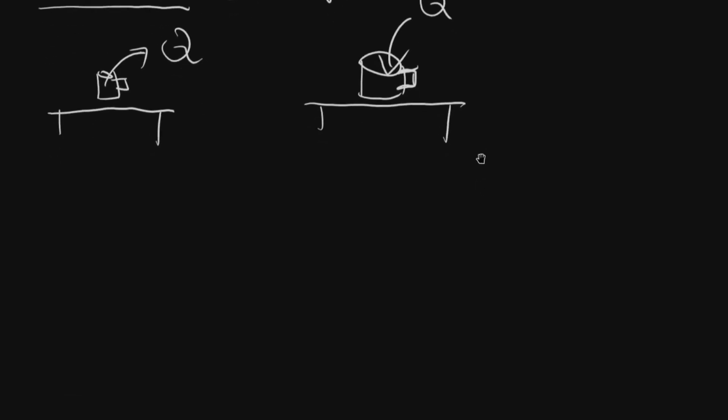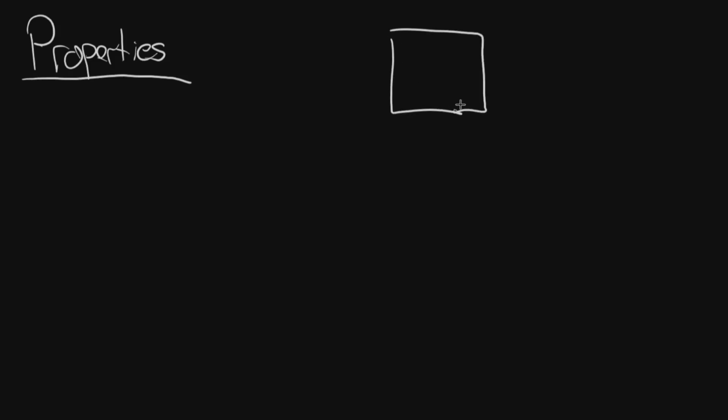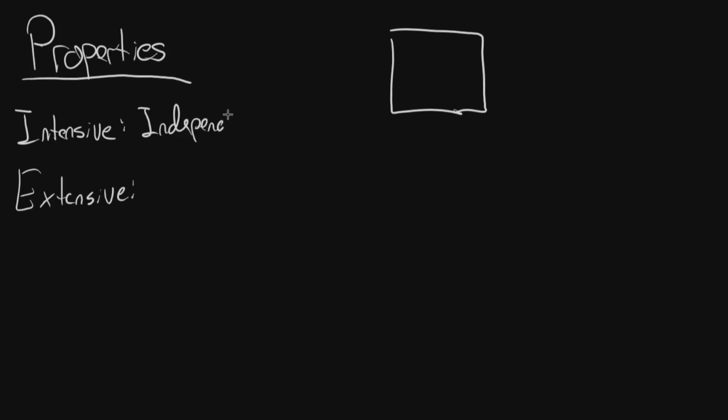Now, with each system, when we're looking at a specific case of that, it's all going to have properties. Basically, whenever we have a system just at some state, it's going to have certain properties that we can evaluate it with. And there are two kinds of properties that we're going to look at. We have intensive and we have extensive. So intensive means that it's independent of mass. And extensive means that it is dependent on mass.